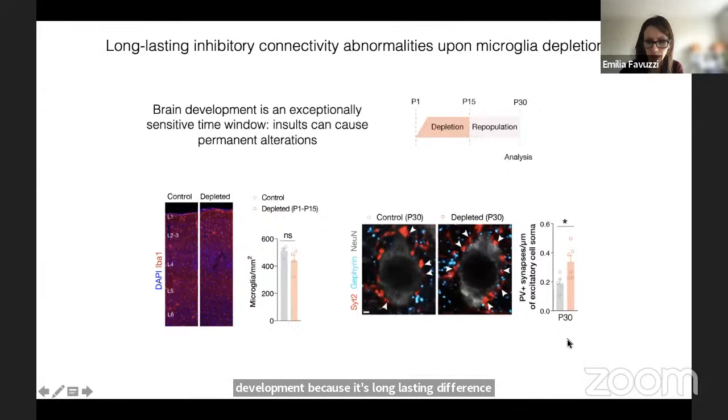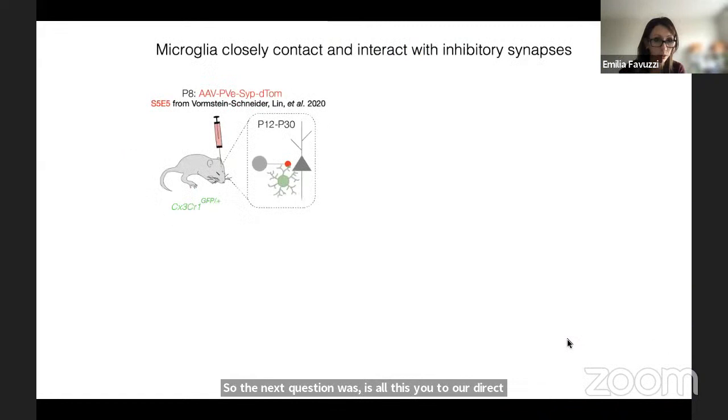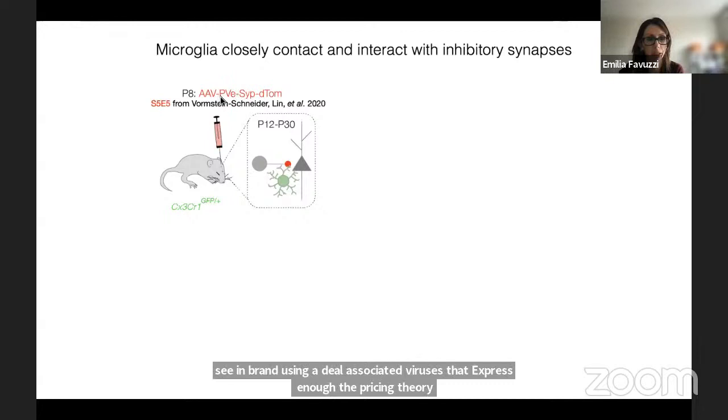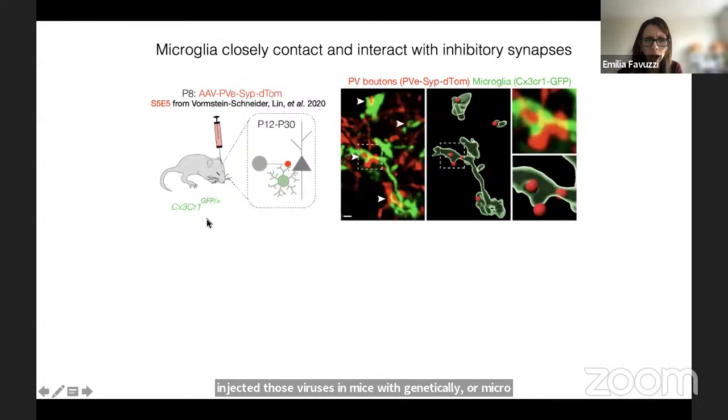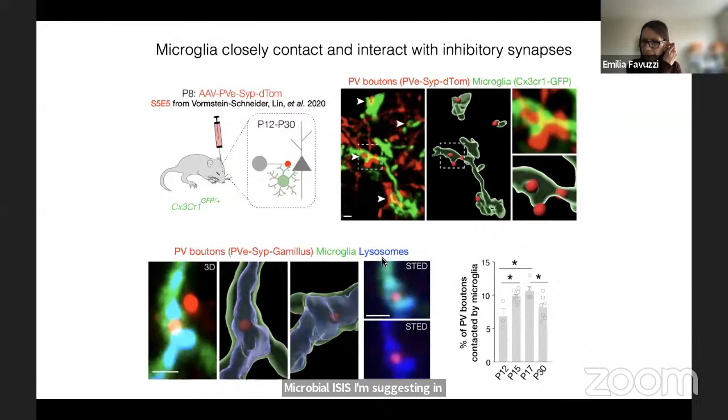So the next question was, is all this due to a direct interaction of microglia with inhibitory synapses? And to answer this question, we labeled PV synapses that you will see in red using adeno-associated viruses that express synaptophysin tdTomato under the control of a PV-specific enhancer. And we injected those viruses in mice with genetically labeled microglia. And we found that the processes of microglia contacted those PV synapses and wrapped around them, like in these examples. And actually, a subset of those was completely encapsulated within microglia, as assessed by super resolution microscopy, and colocalized with microglial lysosomes, suggesting engulfment.